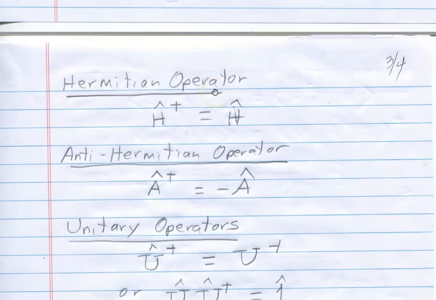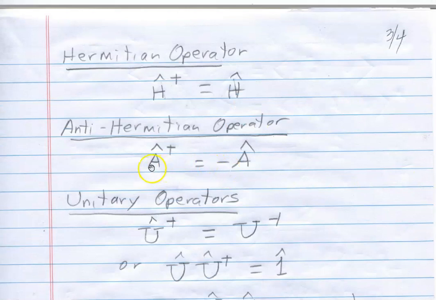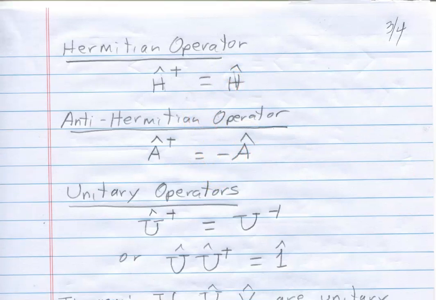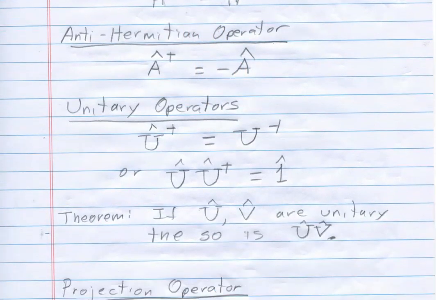Hermitian operators we've already had before. An operator is Hermitian, and I represent it here as H for Hermitian, if it's its own adjoint, so the Hermitian adjoint of H is equal to H back again. It's anti-Hermitian, and here I use capital A for anti, if I take the adjoint of it and I don't get A back again, which would make it Hermitian, but I get minus A. Sometimes you'll hear people talk about that.